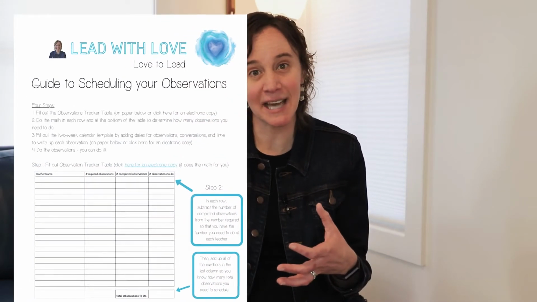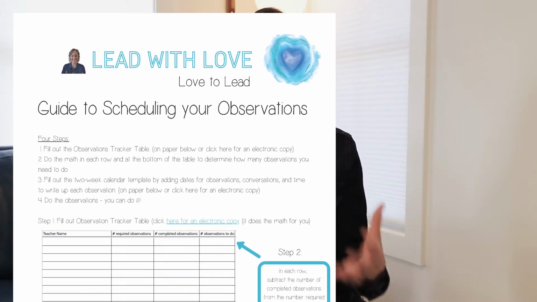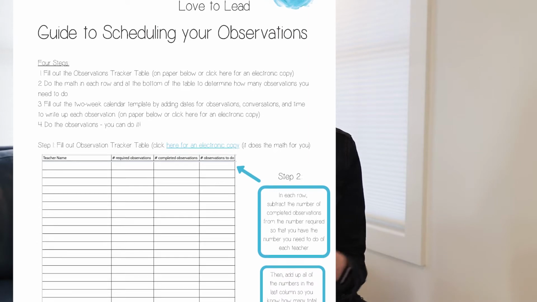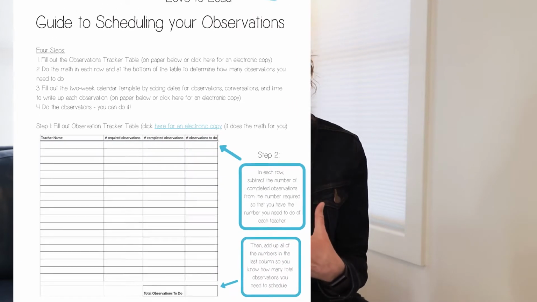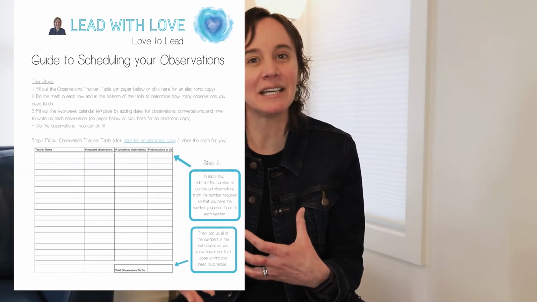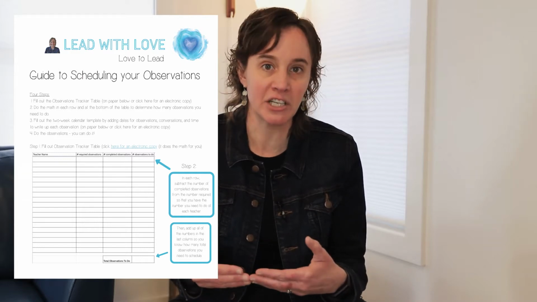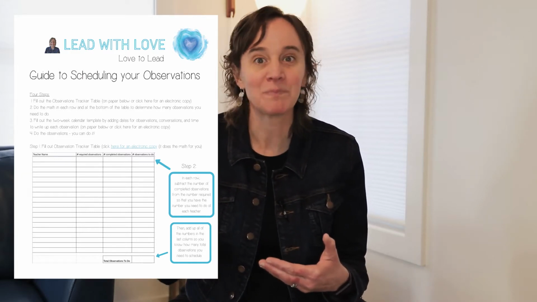Or maybe in your district or state, you are required to do 4 or 5 observations on some teachers, especially some newer teachers. So the first step is to create a list of staff, see how many observations are required on each person, and then see how many you have left to do. By the end of this step, you'll fill out this template, you'll see how many are required, how many you have left, and then you'll have a number of observations that you know you need to do in the next 2 weeks.